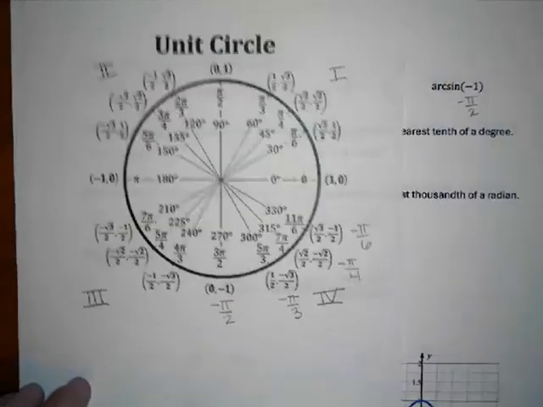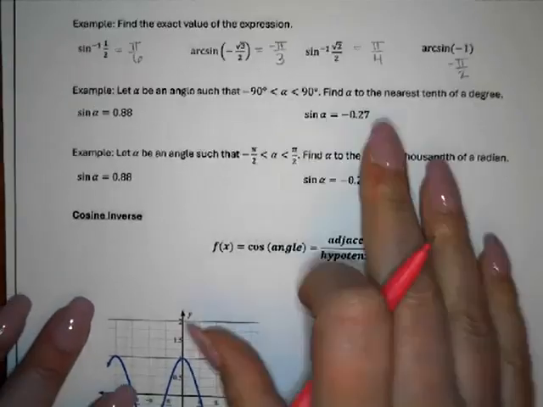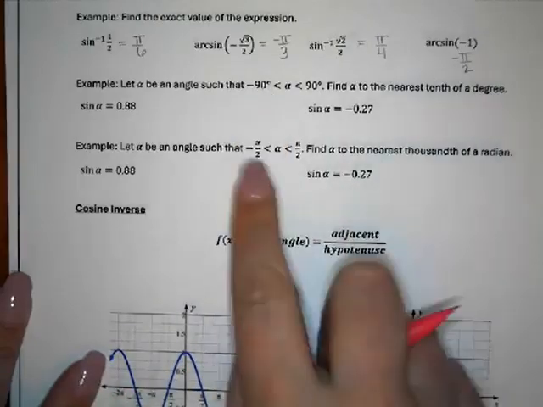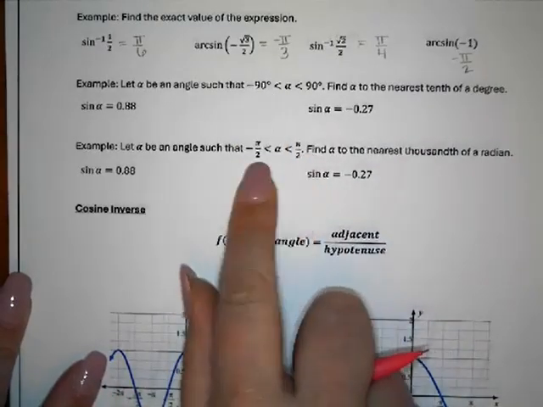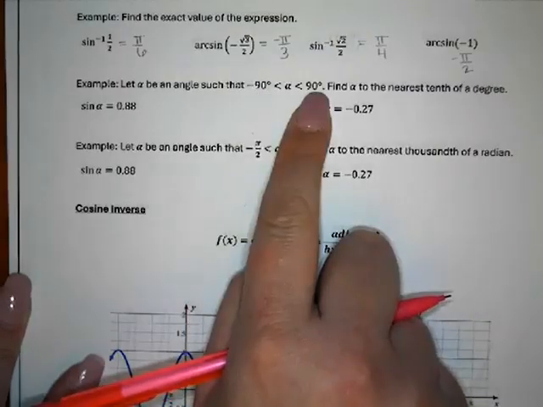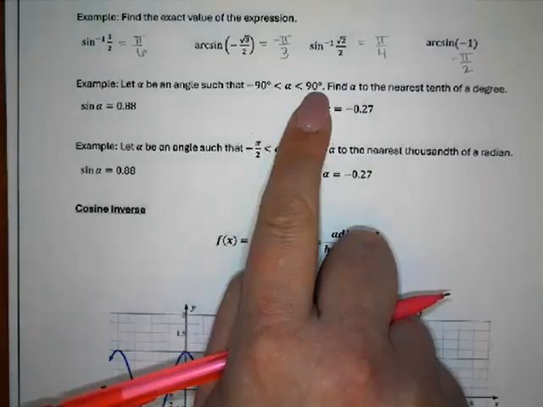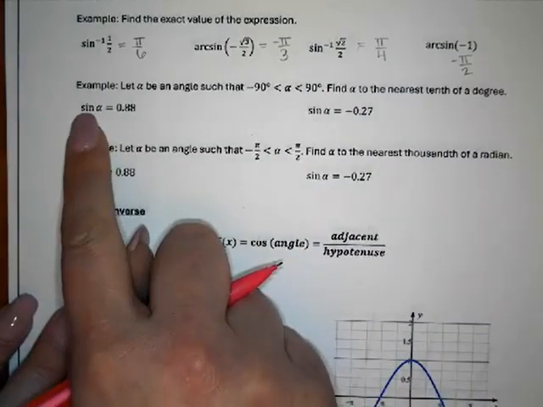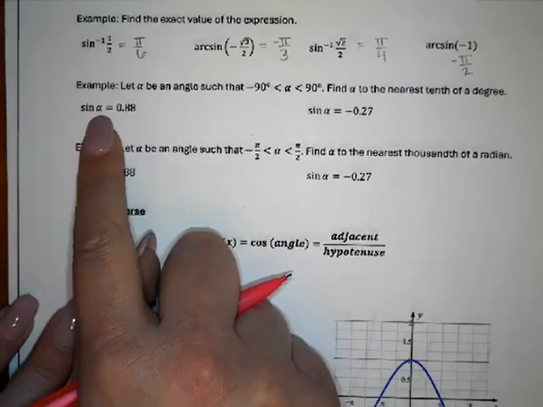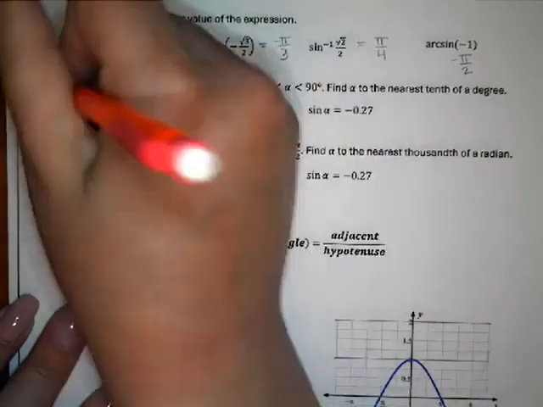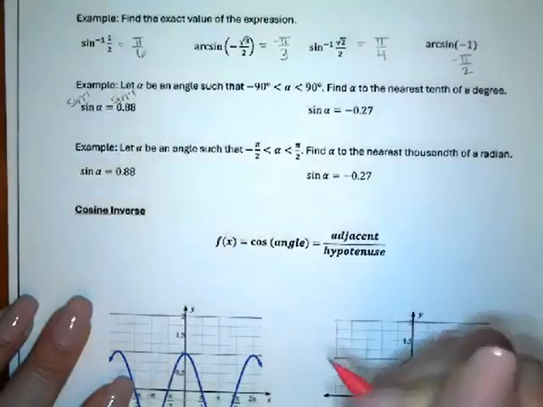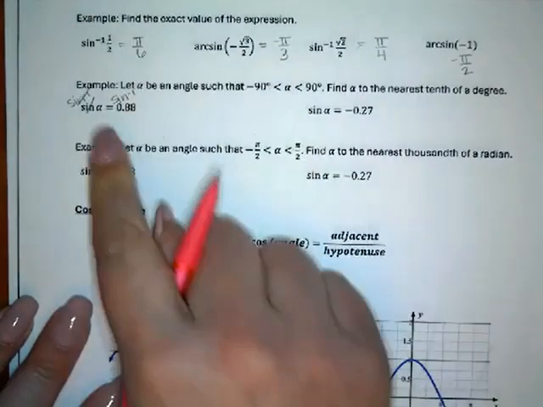Okay, if I'm doing a calculator problem, they're going to say find the angle somewhere between either negative pi halves and pi halves if they're talking about a radian measurement, or somewhere between negative 90 degrees and positive 90 degrees if they're talking about a degree measurement. So here they said sine of some angle equals this ratio, and to solve for that angle we're going to have to do sine inverse. So alpha is sine inverse of 0.88.